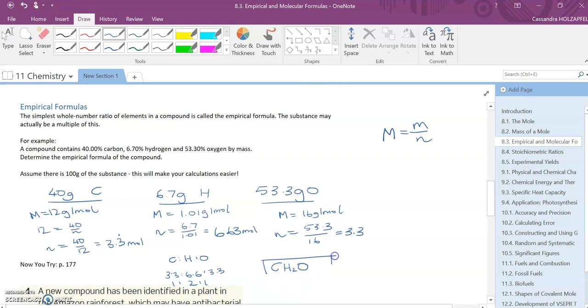So this is going to be a much, much more simplified version of what the actual formula is going to be. We could multiply this number by 2 or by 3 or by 4, and then we might actually get what the actual compound is. But we don't have enough information to be able to do that at this stage.